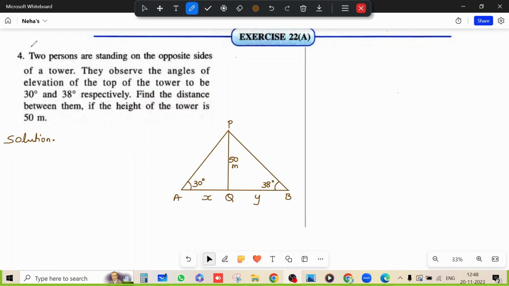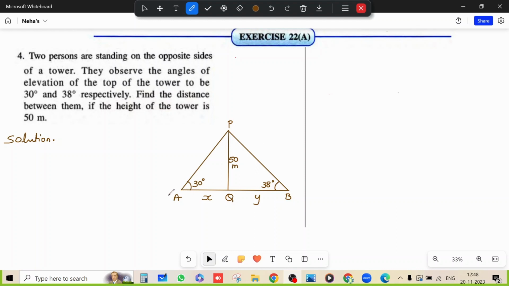Question 4 is, two persons are standing on the opposite sides of a tower. They observe the angles of elevation of the top of the tower to be 30 degree and 38 degree respectively. Find the distance between them if the height of the tower is 50 meter.